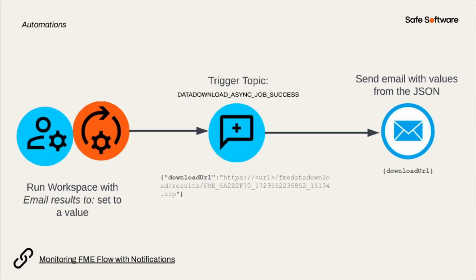How does this work? So automatically within FME, we know to notify that topic. So as long as you have that email results to set to a value, we're going to go ahead, notify that topic. From there, in an automation, you can take that topic. There is a topic trigger within an automation, and you can pass along that data using these JSON values to your external action. And again, I have a link here, so you can go ahead and set that up once we're done the webinar.